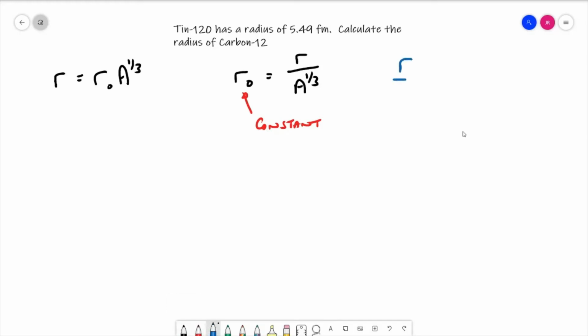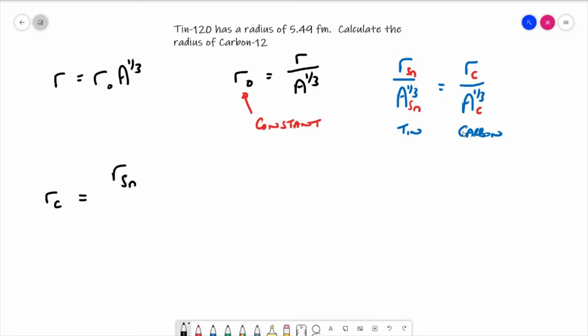What we can say, therefore, is that R over the cube root of A for tin has to be exactly the same as R over the cube root of A for carbon. What we can now start doing is plugging some numbers in. Tin is Sn, so I'll put Sn on there, and carbon, capital C, just to make sure we know which radius and which nucleon number are which. Given this equation, I'm going to multiply both sides by the cube root of the nucleon number for carbon. That gives us that the radius of carbon will be the radius of tin multiplied by the cube root of A for carbon divided by the cube root of A for tin.